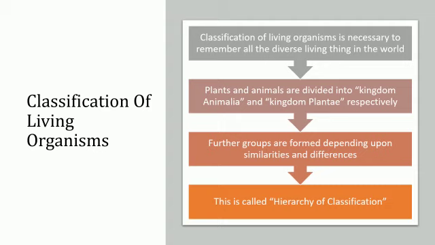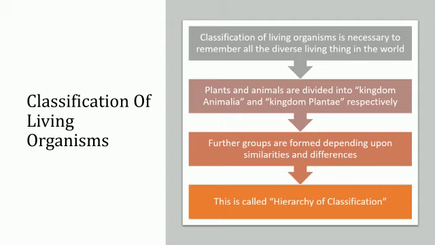A hierarchy is formed. A hierarchy is a system in which members of an organization or society are ranked according to status or authority. A hierarchy is formed in the classification that starts with kingdom Animalia and kingdom Plantae, and they are further divided into subgroups and groups. And these groups and subgroups are formed depending upon similarities and differences. This is called the hierarchy of classification.